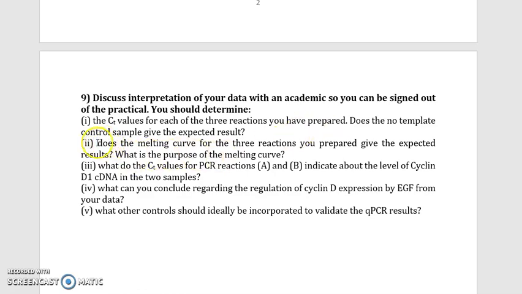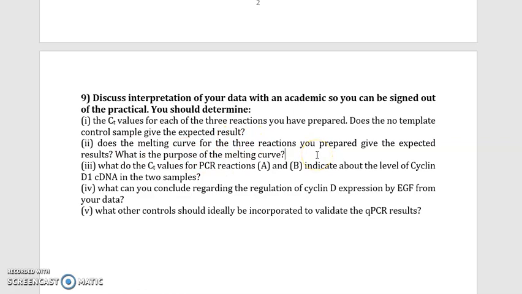The next question says, does the melting curve for the 3 reactions you prepared give the expected results? What is the purpose of the melting curve? So like I say, you can't see my values, but they do give the expected results. They do give the expected results. So I'll see if I can find a way to actually link my results, because that might be useful. But yeah. So what is the purpose of the melting curve?